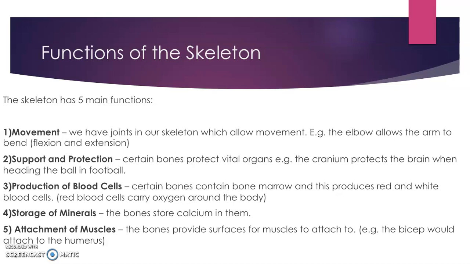The fifth function is attachment of muscles. The bones provide surfaces for muscles to attach to. E.g. the bicep muscle, which you may remember from our first video, was in our arm. The bicep muscle attaches to the humerus bone, and that allows our muscles to contract and relax to allow movement to take place.